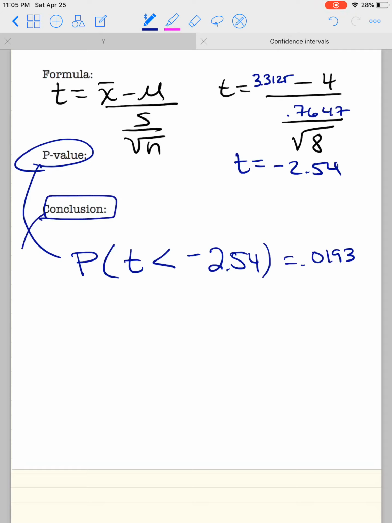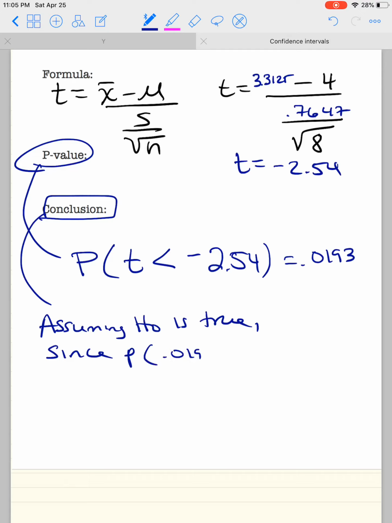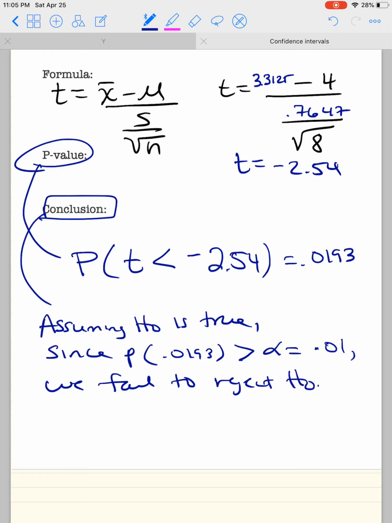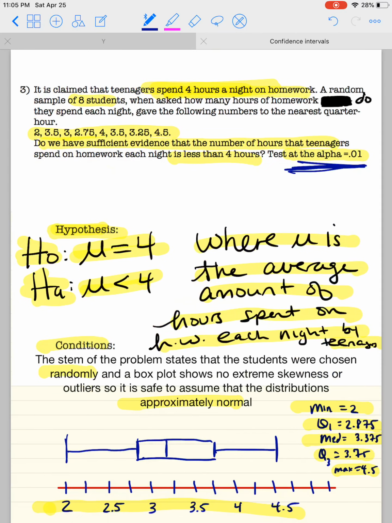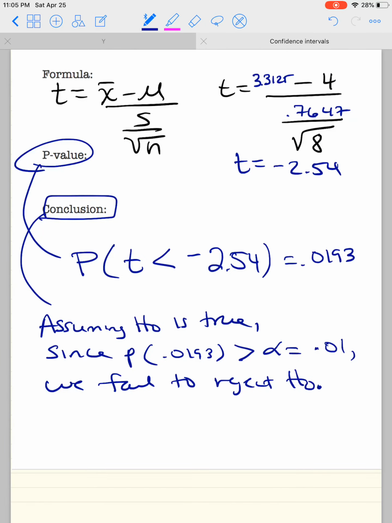So here's our conclusion. Assuming H0 is true, since p, which is 0.0193, is greater than alpha equal to 0.01, we fail to reject H0. We do not have sufficient evidence that they spend less than 4 hours on homework. Okay, so that's how we do this problem.